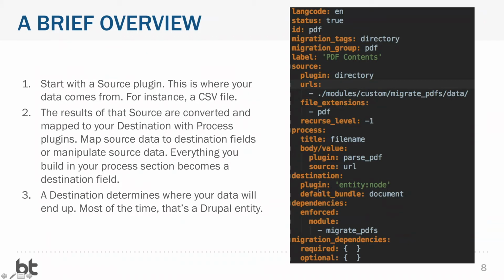Then we're writing this out to our destination, which is a node entity, and we're identifying this as a document bundle. Migrate Plus lets you do this, which is one huge reason for using Migrate Plus. You can enforce module dependencies so that when you enable your module and it imports the config, it will create this migration. When you disable the module, this will remove it from the system. If you're not using a Migrate Plus migration, it will just stay out there until you delete it. So this is very helpful. And then we don't have any other migration dependencies like related entities or anything like that. This is just grabbing one straight shot.